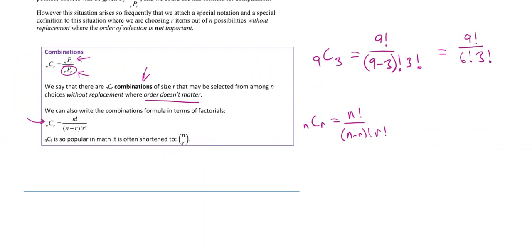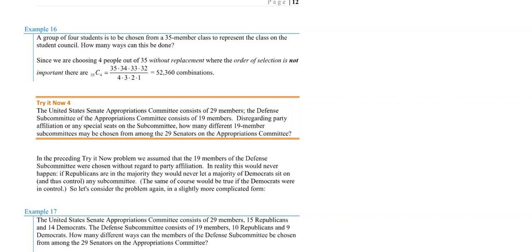NCR is so popular in math that it's often just written like this. So instead of NCR, we'll quite often just write n over r in brackets like that, without a division sign in there. Just n over r, like that. But it means the same thing. Okay. All right, let's look at this one quick.